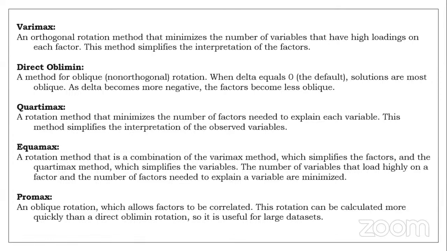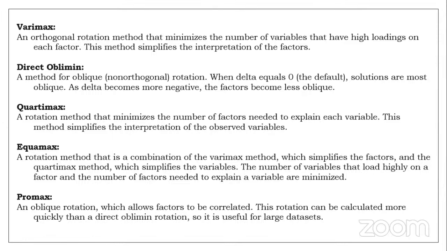In Equimax, again, the number of variables that load highly on a factor and the number of factors needed to explain a variable are minimized. So if you want an extremely uncorrelated set of variables, absolutely minimized, and able to explain the entire amount of information very precisely, you might go for an Equimax rotation method.